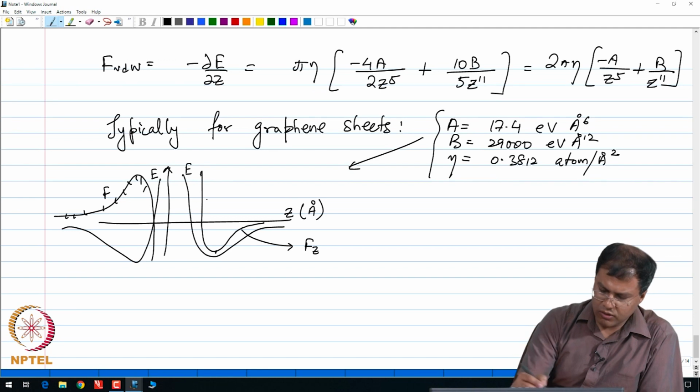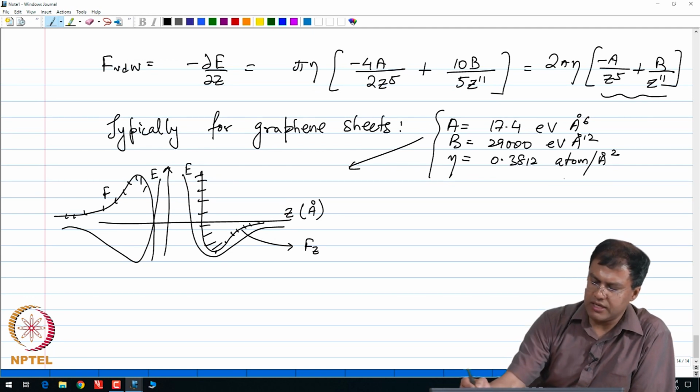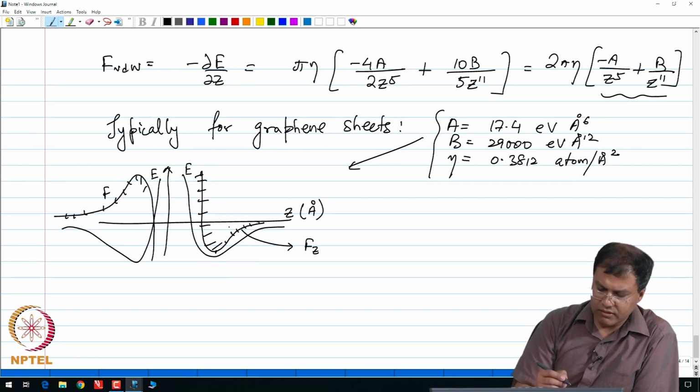Okay. So, what I am trying to show is that my force curve is antisymmetric because of the odd terms here, and my energy curve is symmetric because of the even terms, and hence we can see that the maximum or minimum force is given by the minimum of the energy curve, okay, and vice versa.